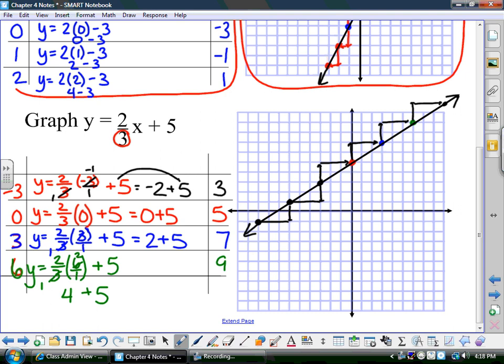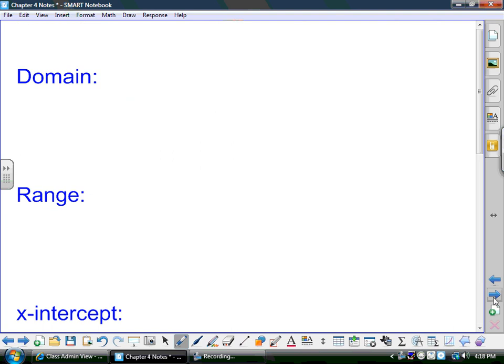There are also some definitions in this section, and you can find those definitions in your packet. So if you flip to your packet, there's a page that says definitions at the top, and then it starts with domain, range, and x-intercept, just like I have here. The domain of a graph is the input values, which are typically the x's in the equations that we talk about.